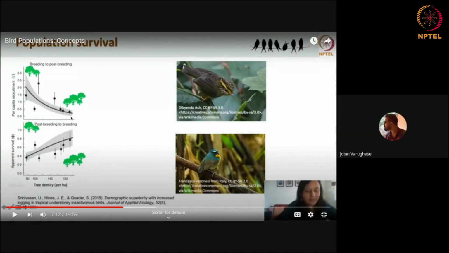Okay, very similar to the last question, she's asking why, during the breeding season, the birds preferred selectively logged forest, while post-breeding season, they preferred thicker or denser forest. She's asking for the reason behind this preference.